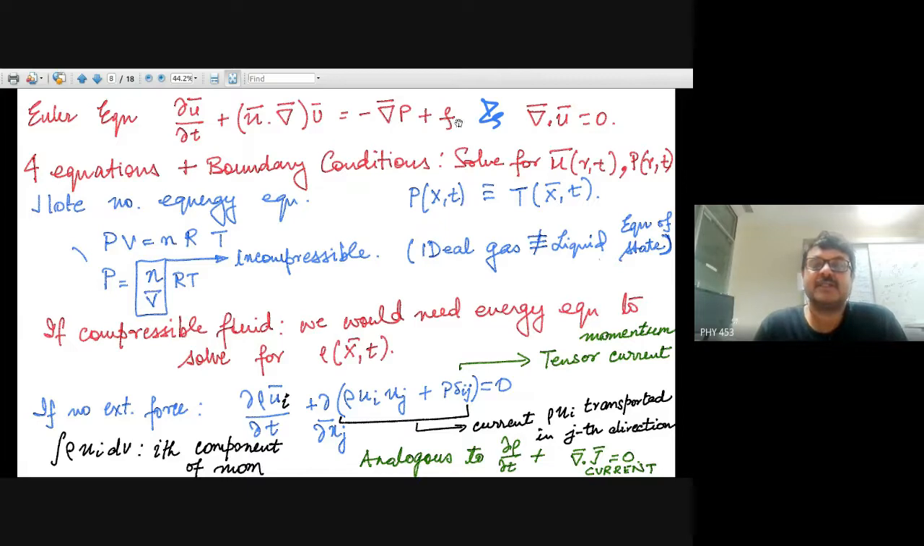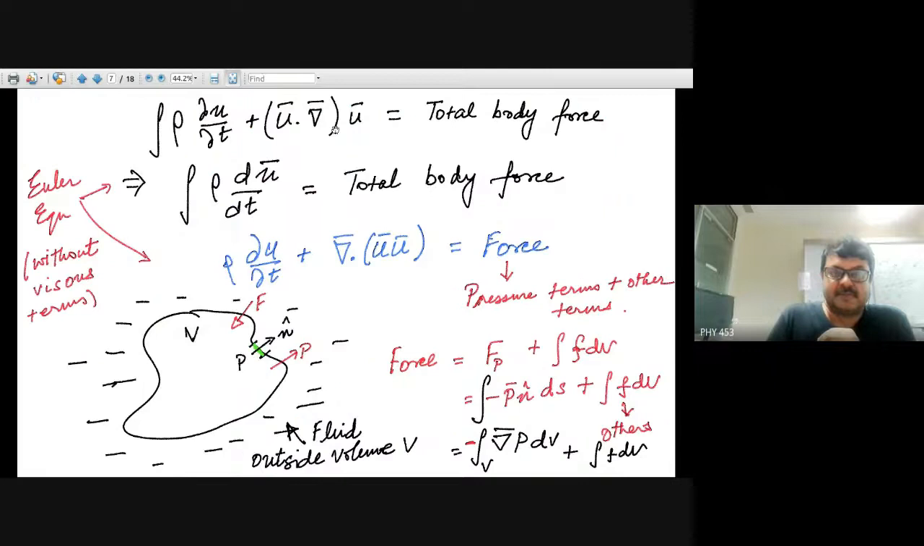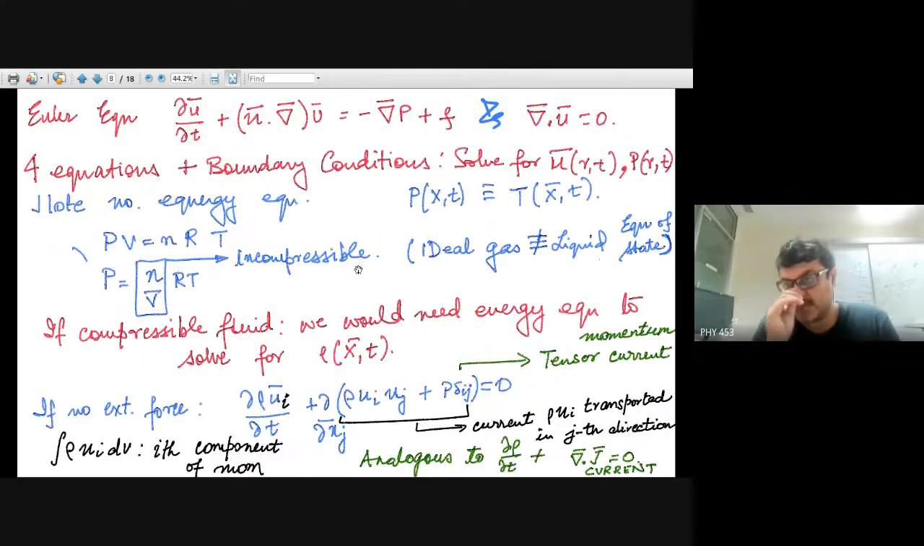This is a vector equation. Of course, if you have other forces, the electric field, gravity field, that will act on this. But note, since you're writing it like this, it also means that divergence of u equal to 0, it's incompressible. Else you would have to write the divergence of u u. Only when the fluid is incompressible, that is divergence of u equal to 0, can you write it in this manner.